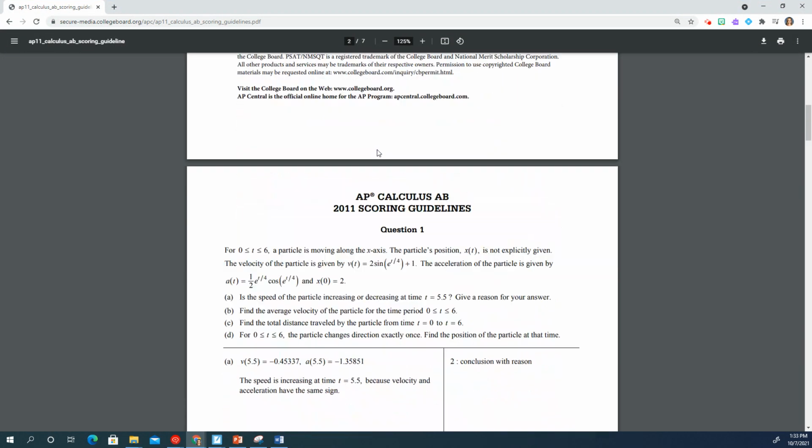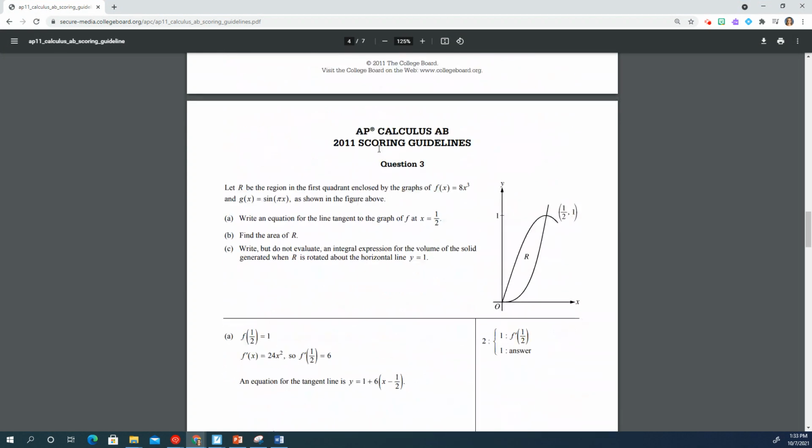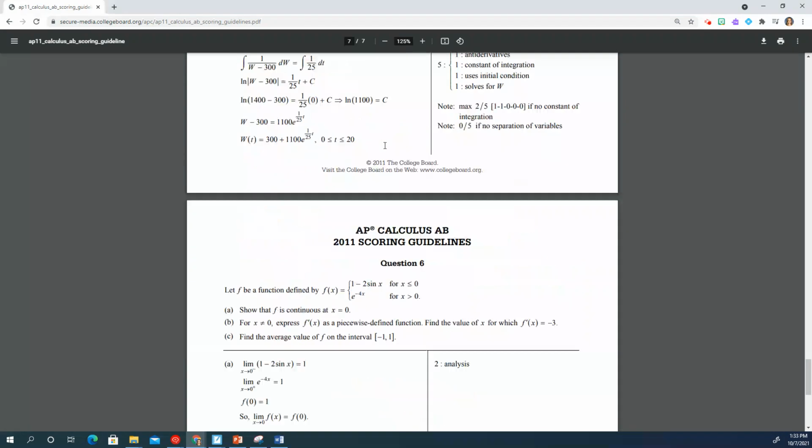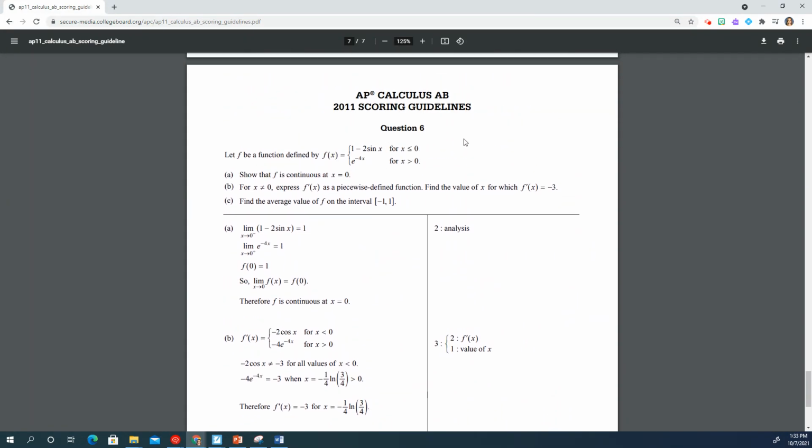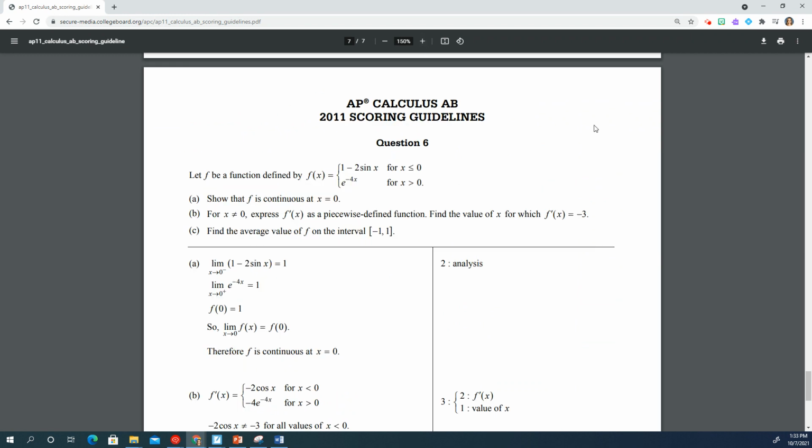This was question 4. Nope, question 6. Here it just says 2 points, analysis. What I would assume they mean by that is, again, showing that the left and right side limits are 1, showing that f of 0 is 1. Here's your 3-part definition. Here's 2, here's 1, here's 3. Therefore, it's continuous. Part I, II, III, therefore it's continuous.